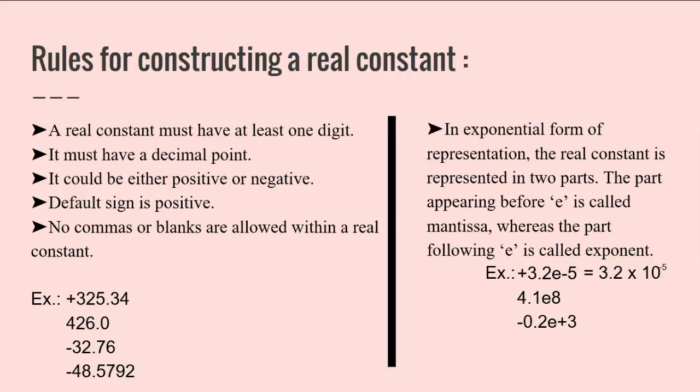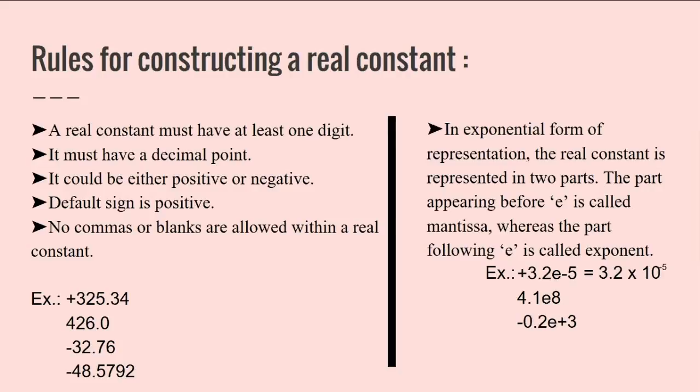Minus 32.76, minus 48.5792. These are some examples of real constants. Now, in exponential form of representation, that is in power representation, a real constant is represented in two parts. The part appearing before E is called the mantissa, whereas the part following E is called the exponent.